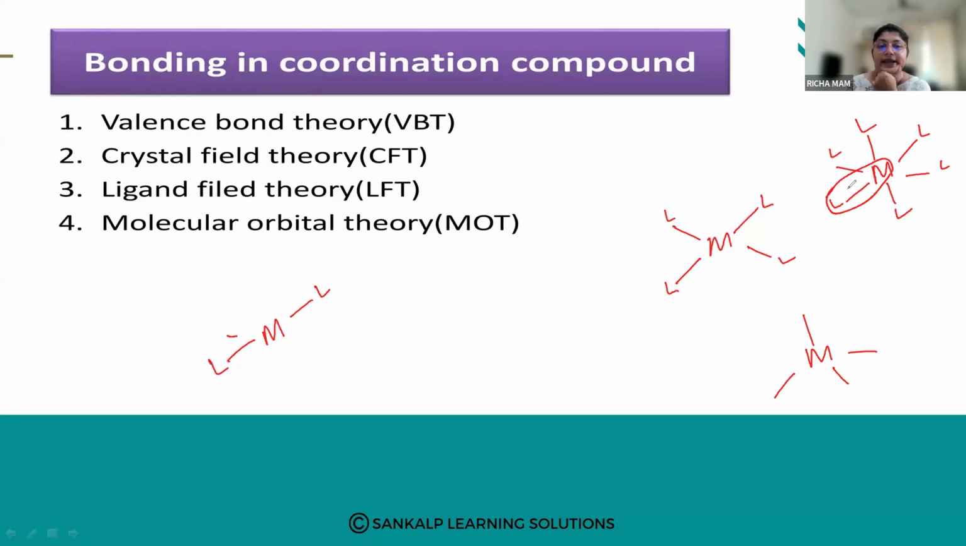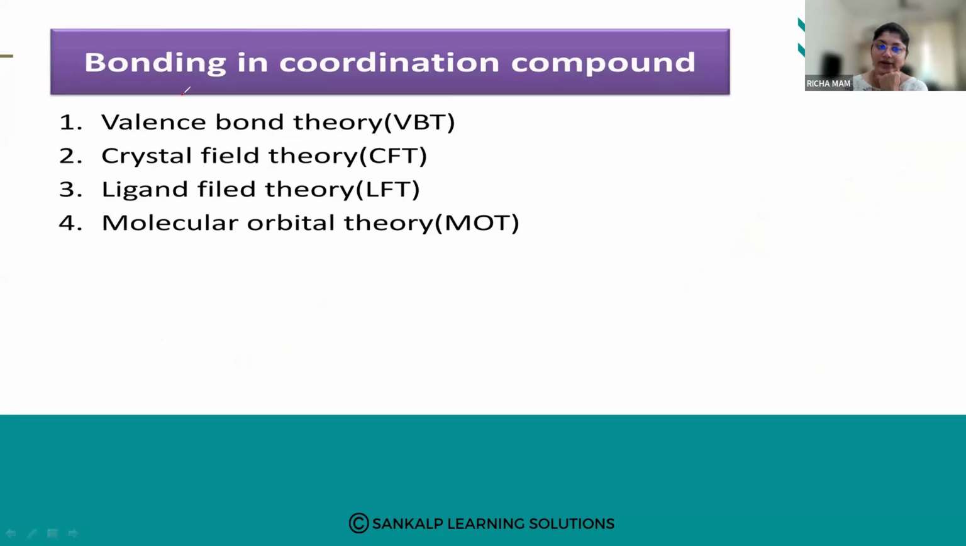So we are going to explain the bonding in coordination compounds: how this bonding takes place, how the metal and ligand are bonded. That is what we are going to study, and how it explains the structure as well as the bonding in complexes. Depending upon that, different theories are given to explain the bonding in coordination complexes or coordination compounds, right?